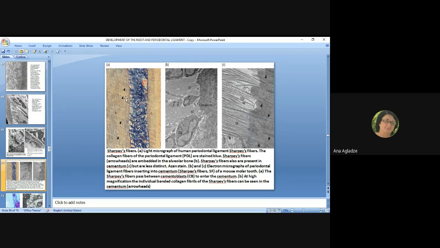It is a light microscope image of human periodontal ligament, and you can see the fibers with Sharpey fibers, which are embedded in the alveolar bone and also into the cementum. And here you can see this is the electron micrograph of periodontal ligament fibers inserting into the cementum, Sharpey fibers embedding into the cementum, and at higher magnification individual banded collagen fibrils of Sharpey fibers can be seen in the cementum. You can see these are all collagen fibers.